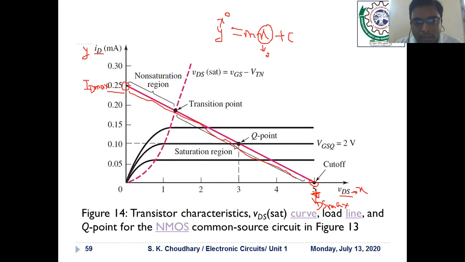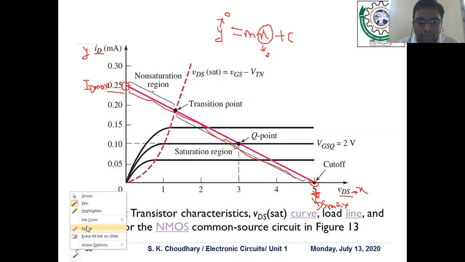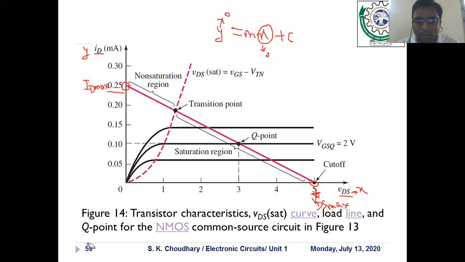Now, we have to draw a straight line between this ID max and VDS max, and this is the pink line. A straight line would be formed between these 2 points. Okay. So this is nothing but what is called a load line plotted on the ID VDS curve or ID VDS characteristic.